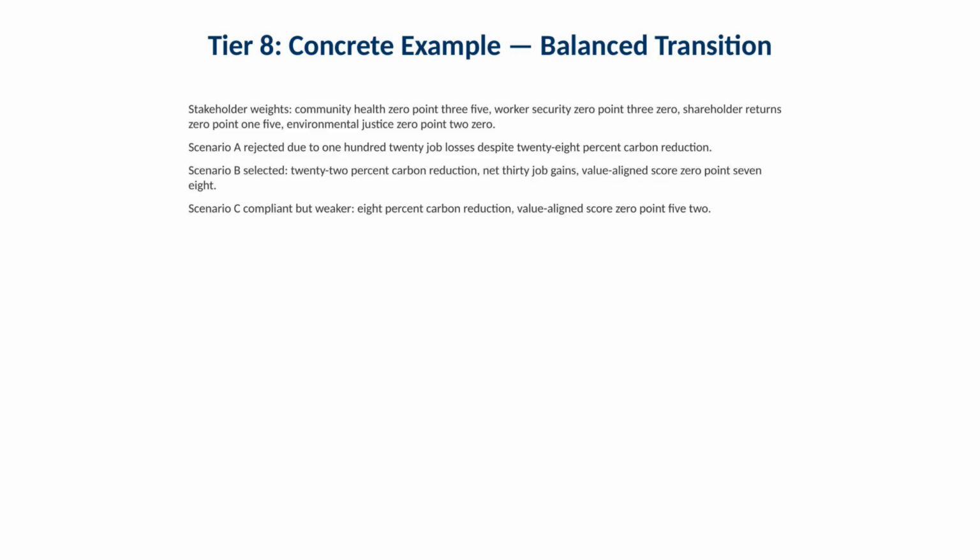Scenario B achieves a 22% reduction, about 354 kilograms per day, with moderate air quality improvement and a net gain of 30 jobs through retraining programs. It is fully compliant and receives a value-aligned score of 0.78, so it is selected. Scenario C achieves only 8% reduction, about 129 kilograms, but has higher worker security. It remains compliant, but scores lower at 0.52.